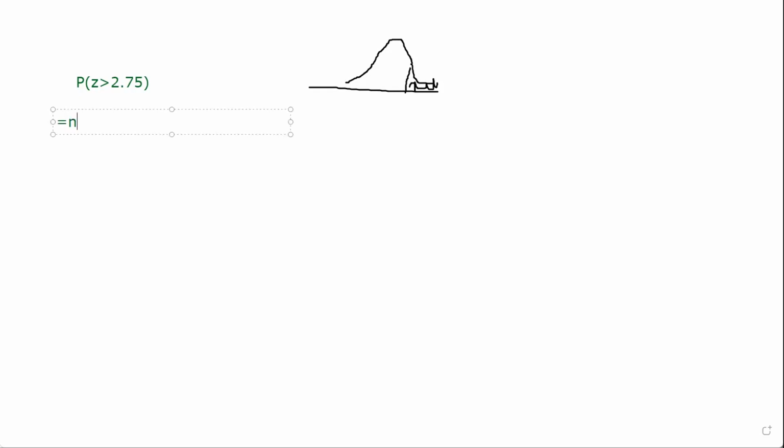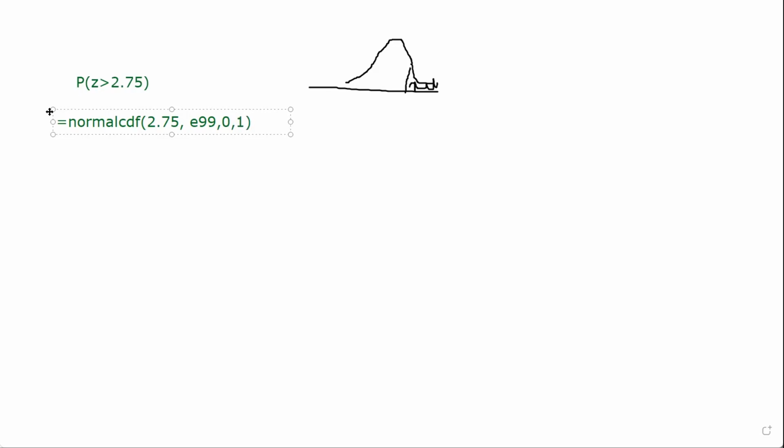normal CDF of 2.75, assuming that's a Z, which I gave you, 2.75, E99, 0 and 1.